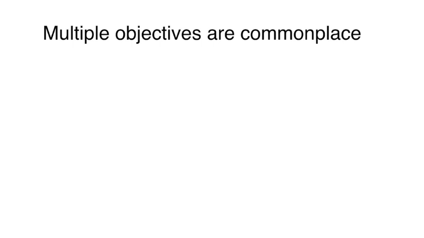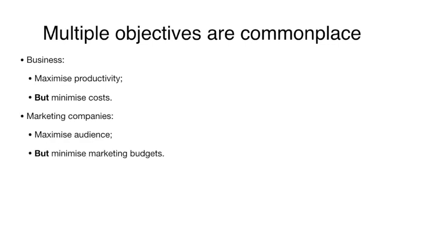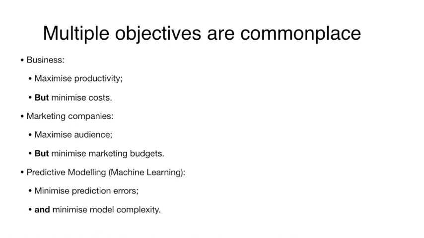In real life, having multiple simultaneous objectives is quite common. For example, consider a business that wants to maximize productivity but at the same time wants to minimize the costs of running the business. Likewise, marketing companies want to maximize their audience but minimize their marketing budgets. And if you're into machine learning like myself, you wish to minimize the prediction errors of your predictive model, but at the same time also want to minimize the model complexity.